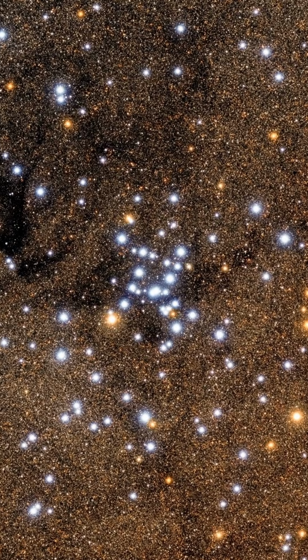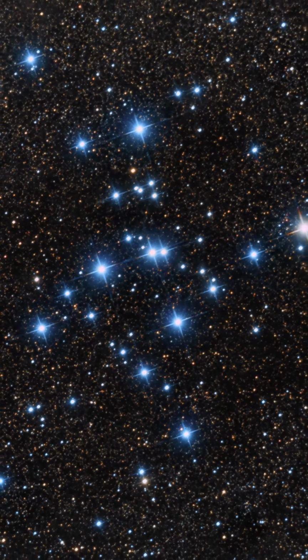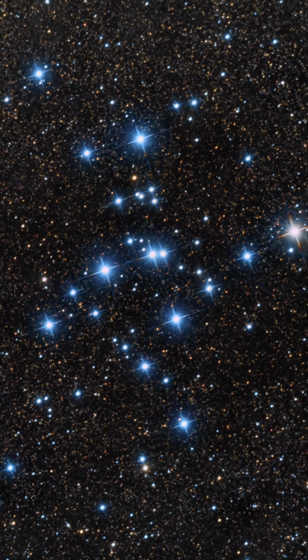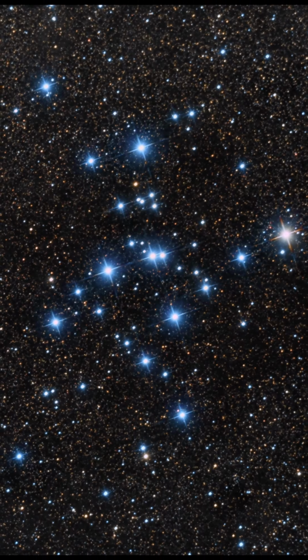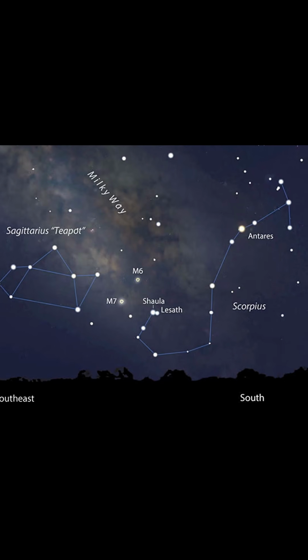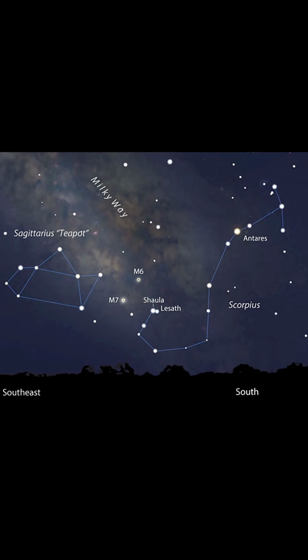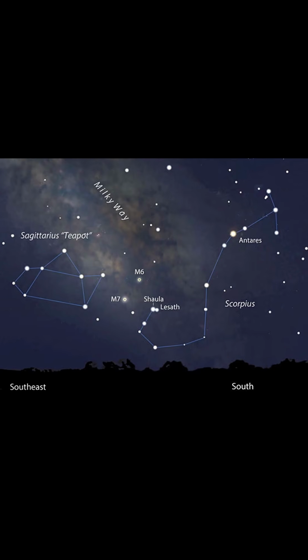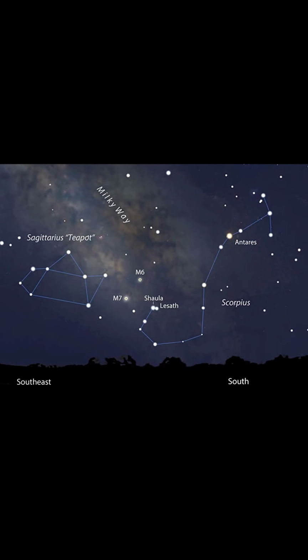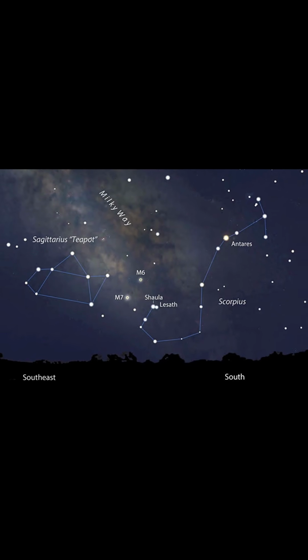Astronomer Charles Messier added the cluster to his catalog in May 1764. M7 is the southernmost Messier object, making it challenging to see for those in the northern latitudes. It is located close to Messier 6, the butterfly cluster. Both M7 and M6 are best viewed from the northern hemisphere around 10 p.m. in July, when the Scorpio constellation is highest in the sky.